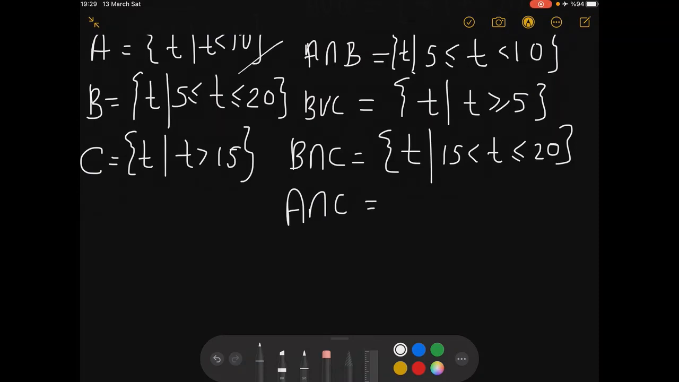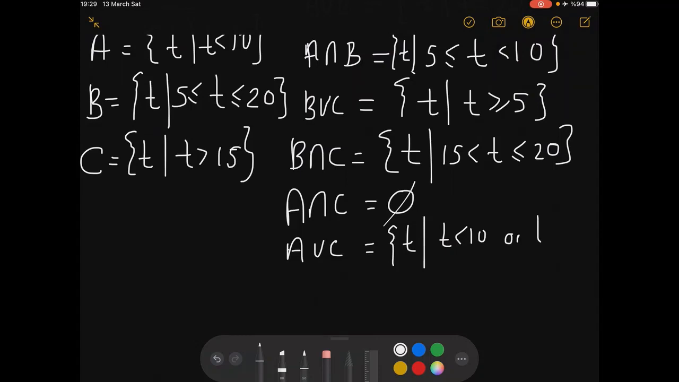T less than 10 and more than 15 is the empty set, right? And how about A union C, for example? It would look like this. If you have an occurrence like this, you will write it like this: T is less than 10, or T is more than 15. You will denote cases like this.